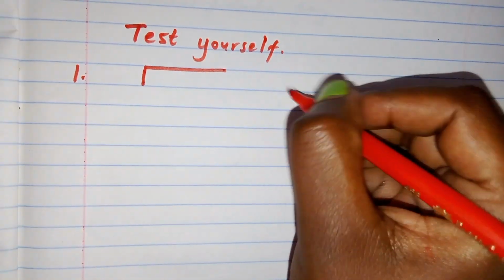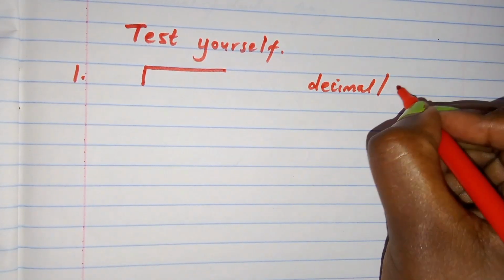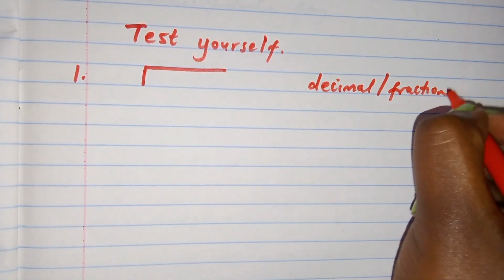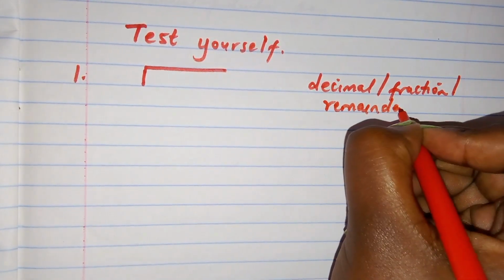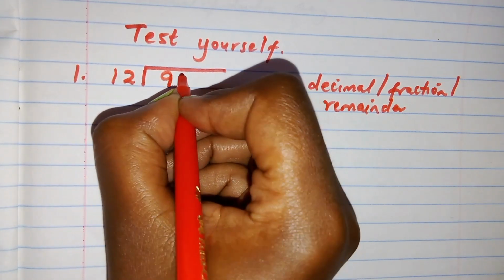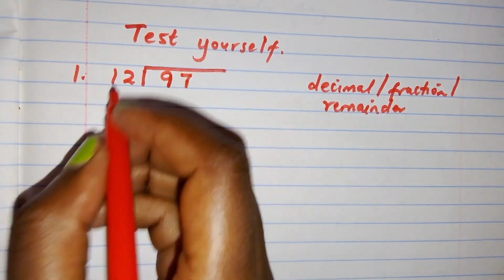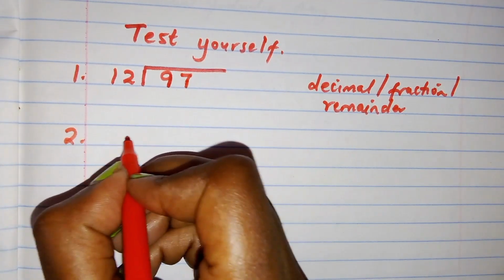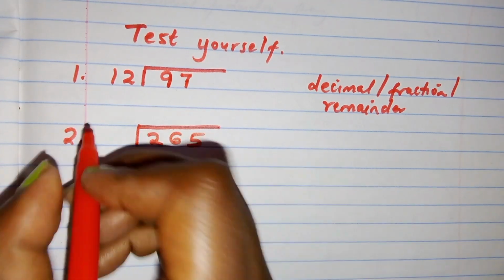I want you to write this one as a decimal, fraction, and remainder. So 97 divided by 12. The next one we can do 265 divided by 5.